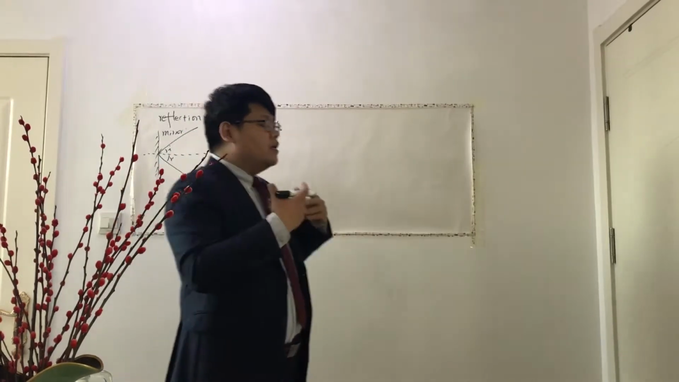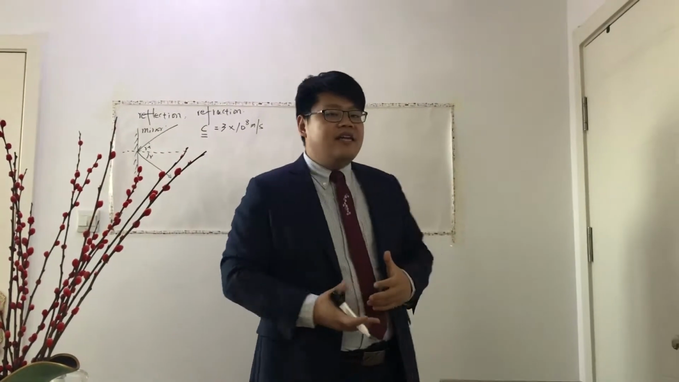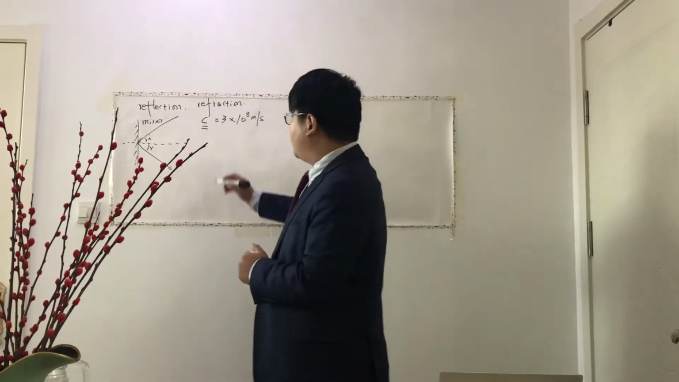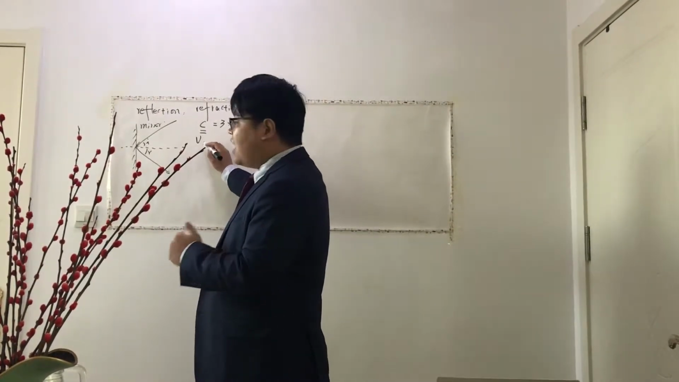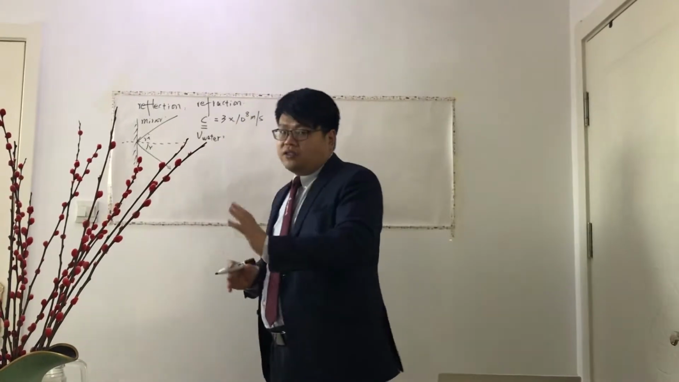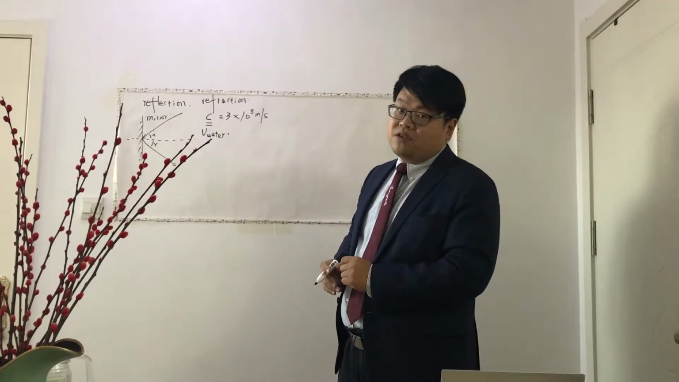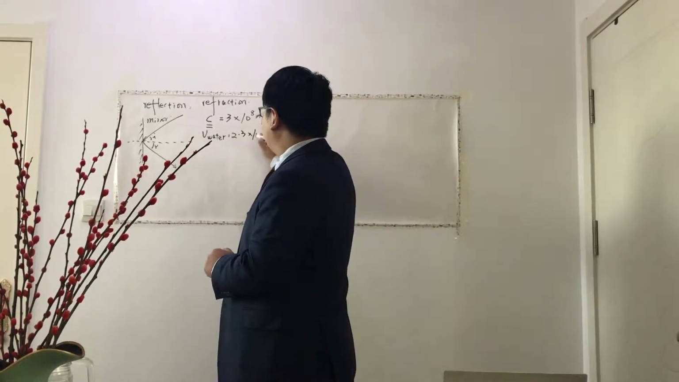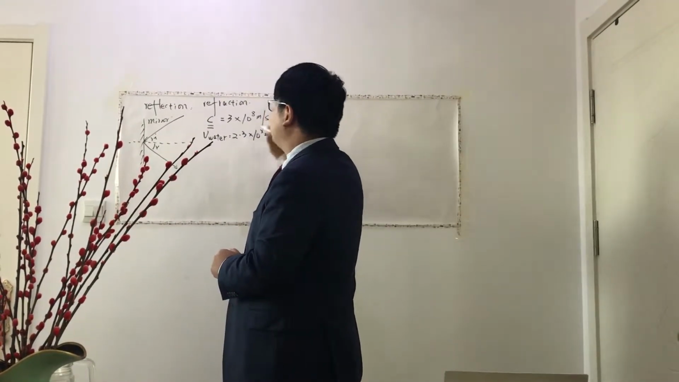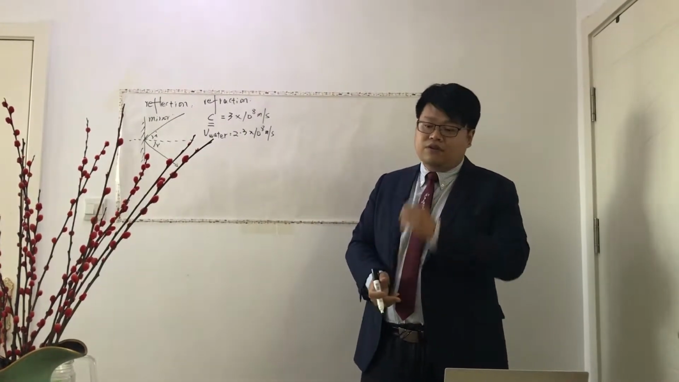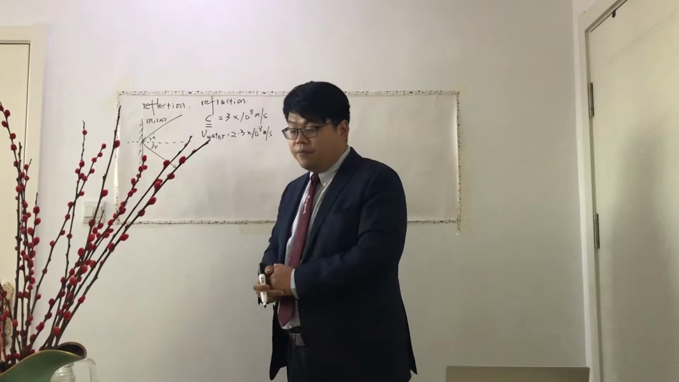Now, the speed of light traveling in other media will be different. For example, the speed of light traveling in water is not 3 × 10^8 meters per second. Instead, it's 2.3 × 10^8 meters per second. They are different. So this is something you need to know.